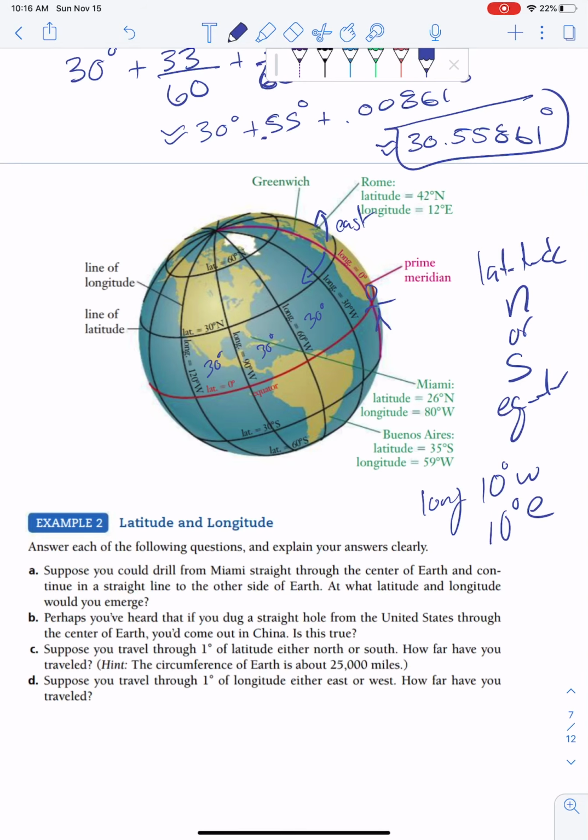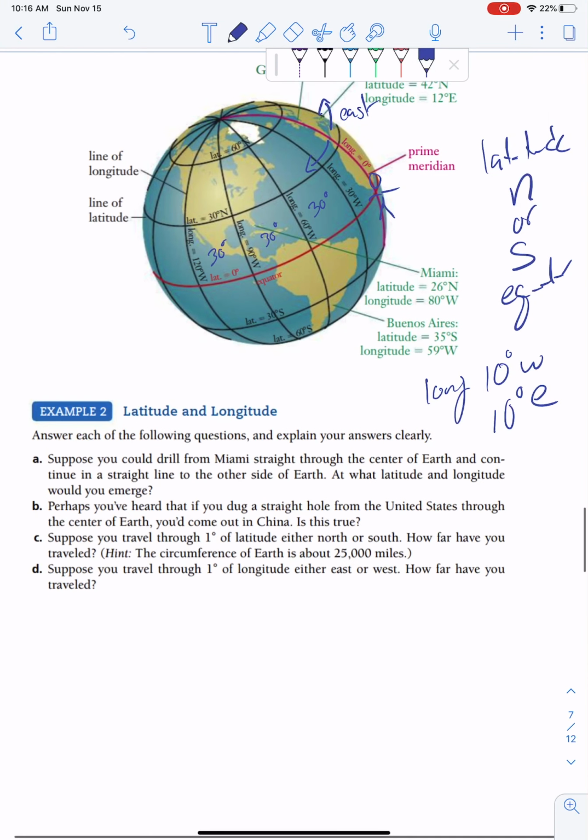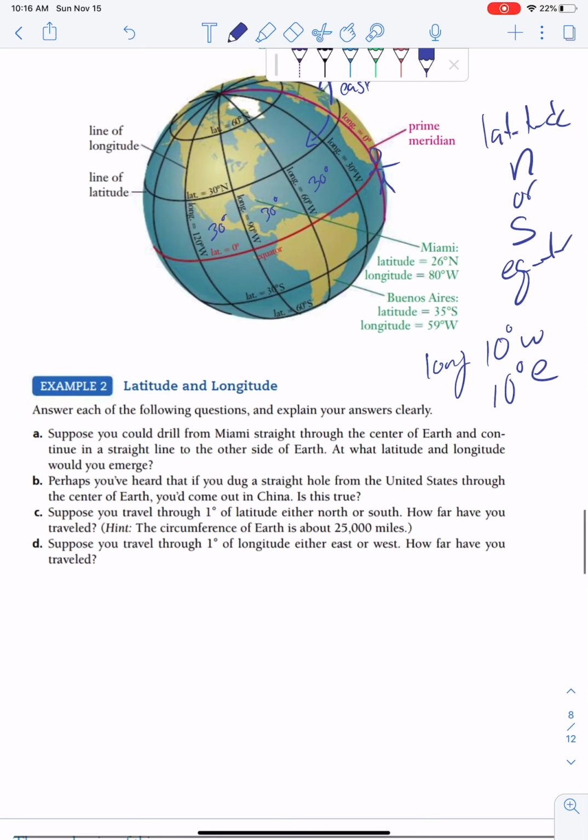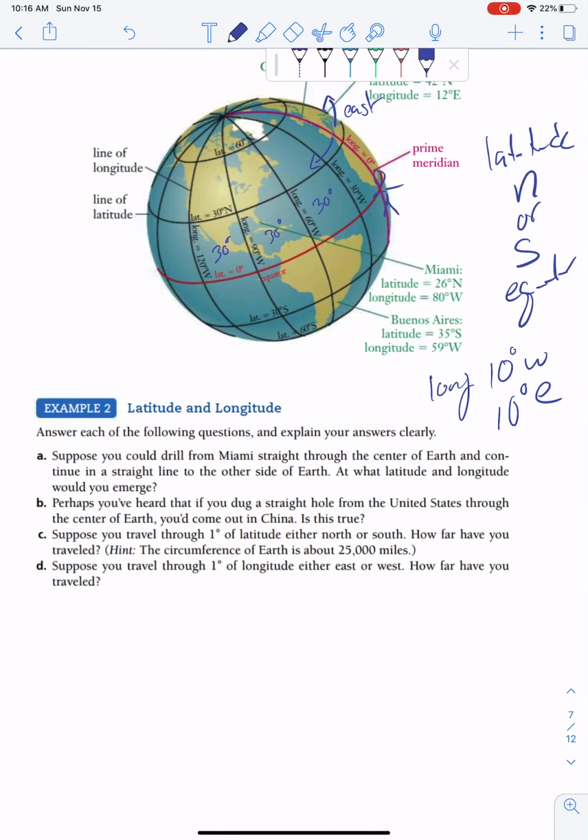And it's going to ask us to do some math with these facts, okay? It's math you're probably never going to use, but it's just something you might see here and be exposed to, and it wants you to have some foundation with it. So suppose that you could drill from Miami straight through the center of the earth and continue to the other side. All right, so I actually covered up Miami right here. So Miami is, let's see, Florida looks like we're right about here, right? So here it gave us Miami right there. There's my latitude and longitude. At what latitude and longitude would you emerge?